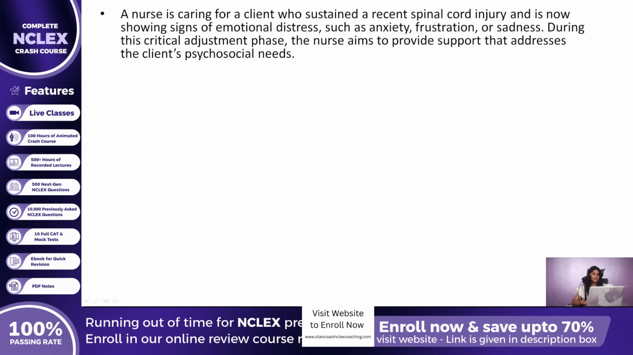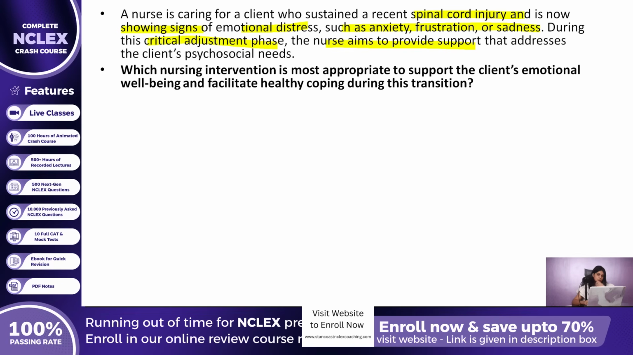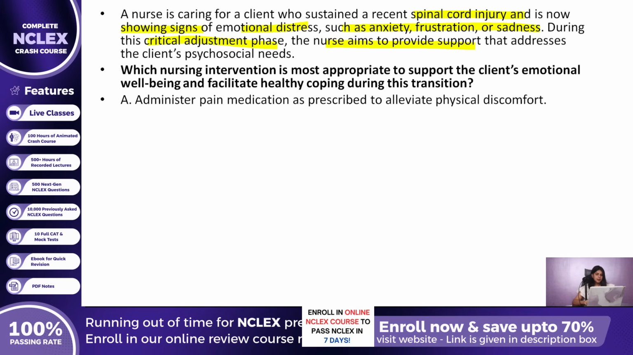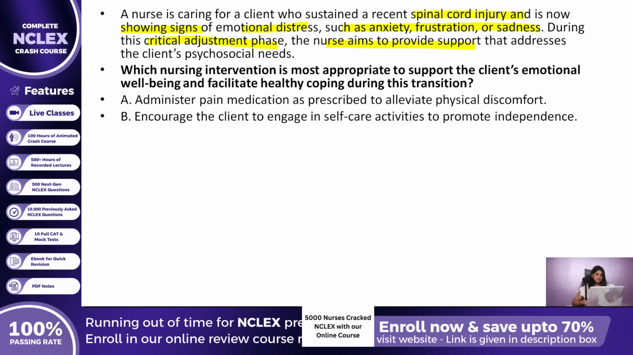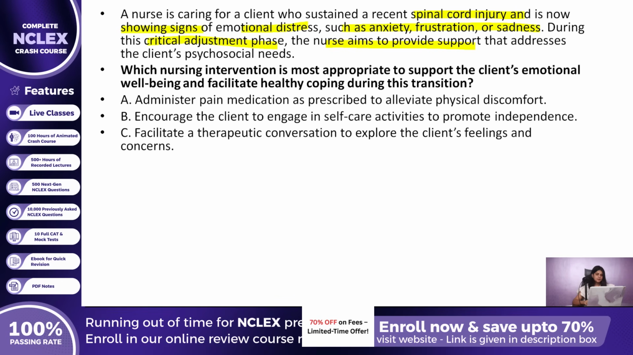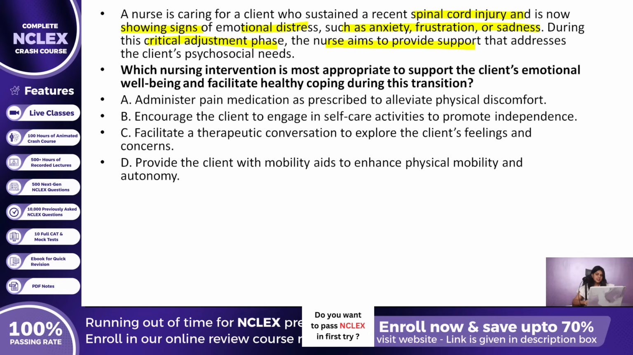Let's move to another question, 17. A nurse is caring for a client who recently sustained a spinal cord injury and is now showing signs of emotional distress, including anxiety, frustration, or sadness. During this critical adjustment phase, the nurse's priority is to support the client's psychosocial needs. The question asks, which nursing intervention best supports emotional well-being and encourages healthy coping? The options are A, administering pain medication to relieve physical discomfort, B, encouraging self-care activities to promote independence, C, facilitating a therapeutic conversation to explore the client's feelings and concerns, and D, providing mobility aids to enhance physical autonomy.